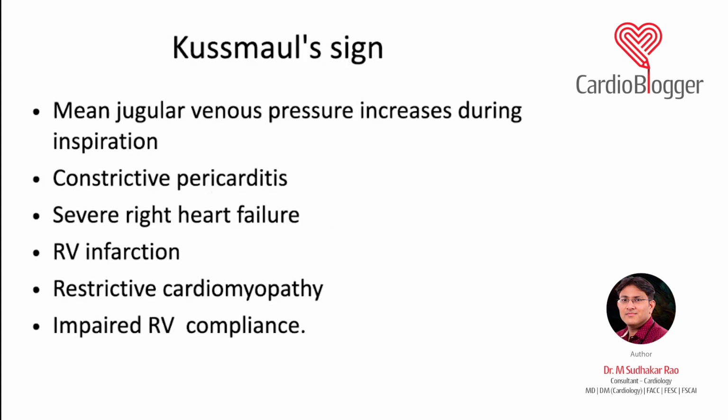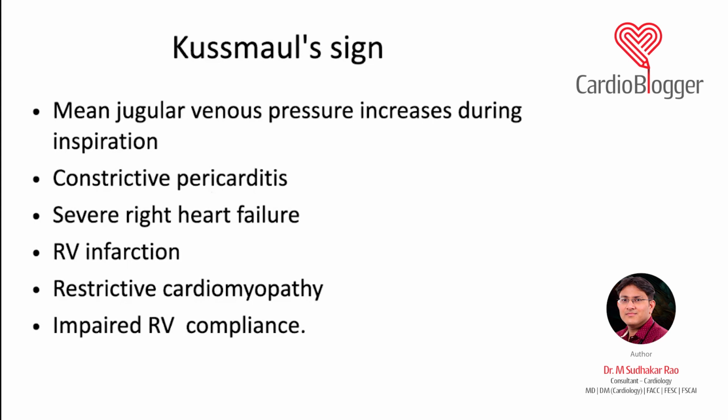Now, before going further, I would like to add what Kussmaul's sign is. I already discussed this with you. Normally, what happens with inspiration? On inspiration, there is normally a fall in intrathoracic pressure, which causes an increase in right atrial filling. The blood will go to the right atrium and then to the right ventricle.